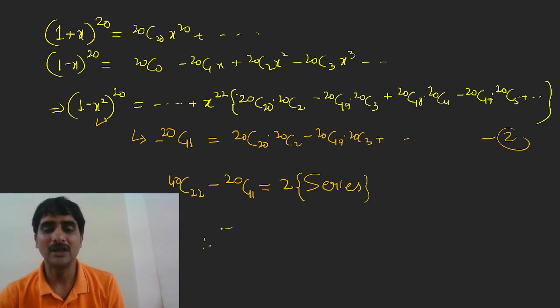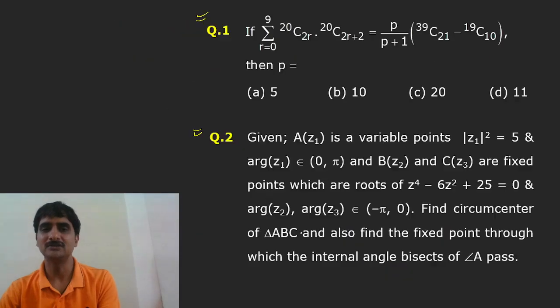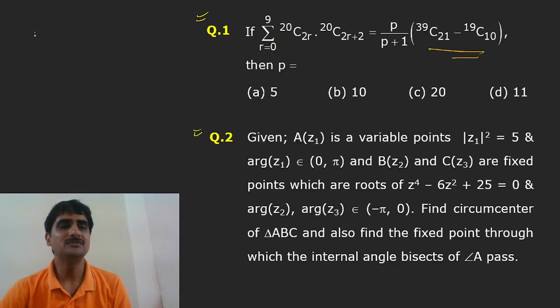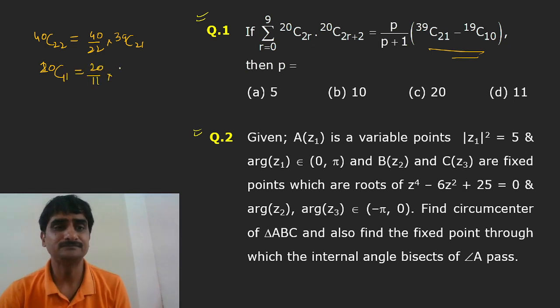So therefore, the sum over r from 0 to 9 of 20c2r into 20c2r plus 2 is half times, how much? Half times 40c22 minus 20c11. But you need to get it in this form here. So 40c22 can be written as 40 by 22 into 39c21. Similarly, 20c11 could be written as 20 by 11 into 19c10. You simplify it, you get 20 by 11 here also.